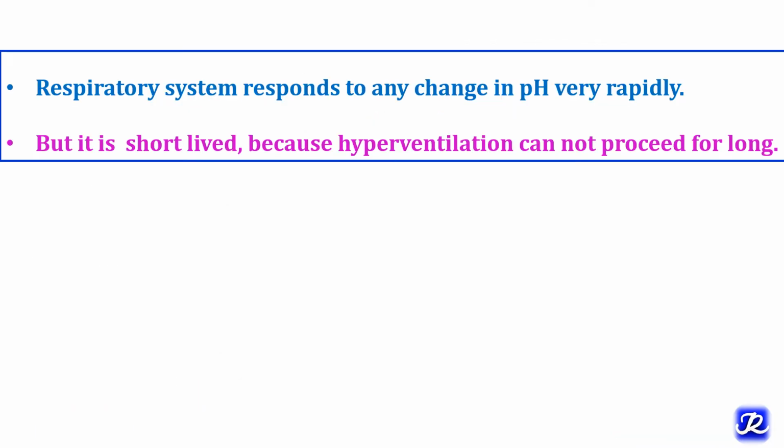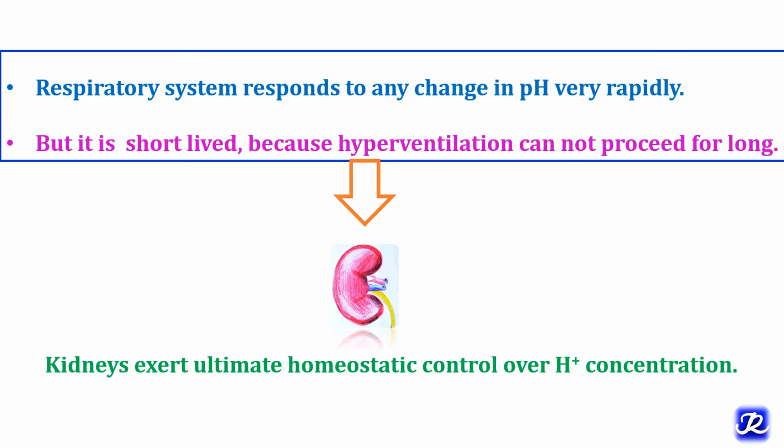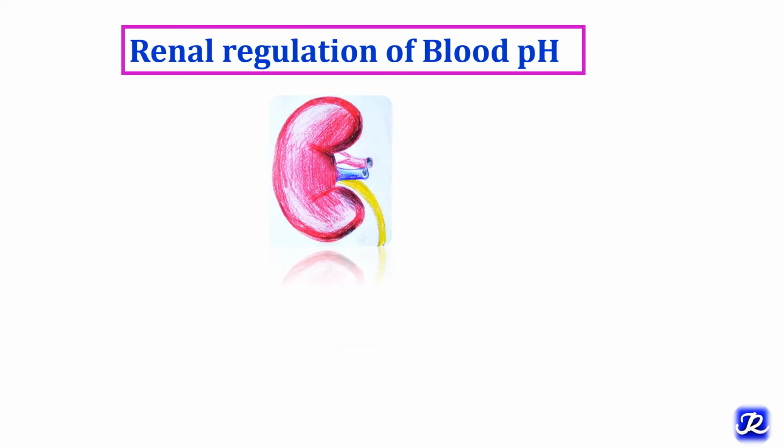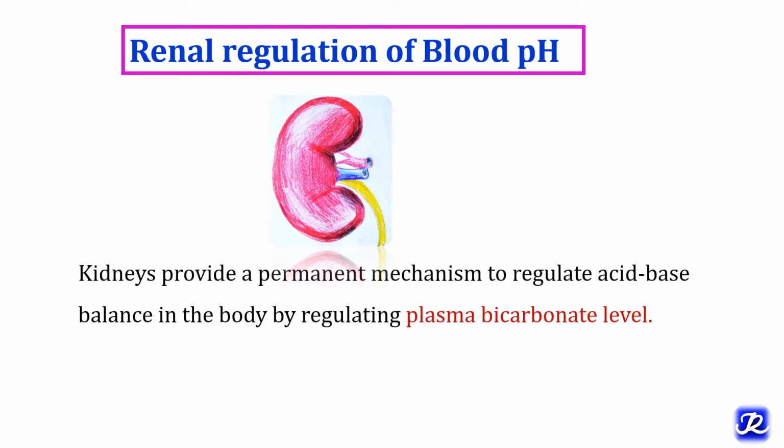It is important to note that respiratory system responds to any change in pH very rapidly, but it is short-lived because hyperventilation cannot proceed for long. So now kidneys come to rescue because kidneys exert ultimate homeostatic control over hydrogen ion concentration. Now let's talk about the third mechanism, that is renal regulation of blood pH. Kidneys provide a permanent mechanism to regulate acid-base balance in the body by regulating plasma bicarbonate level.